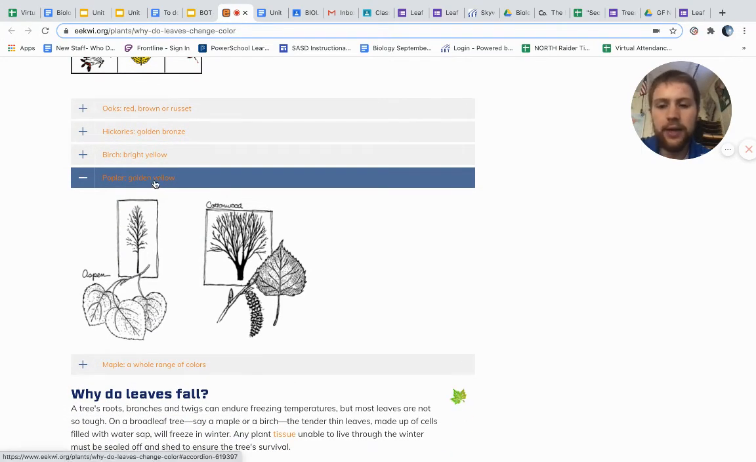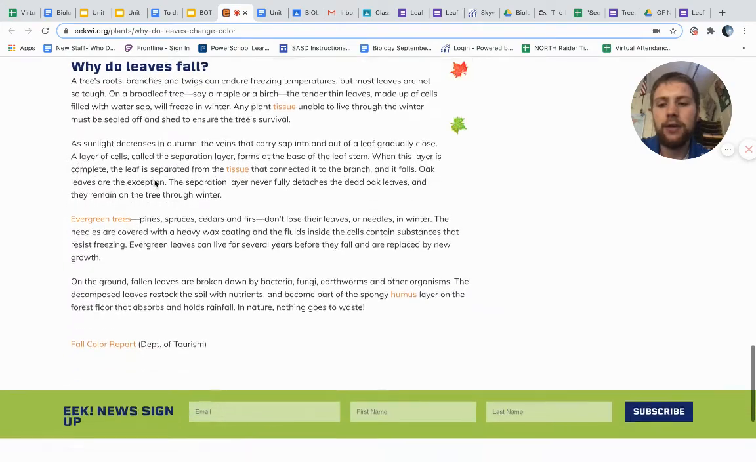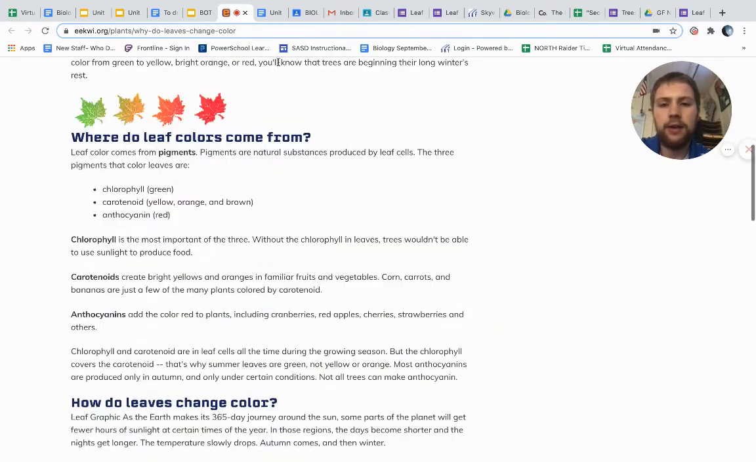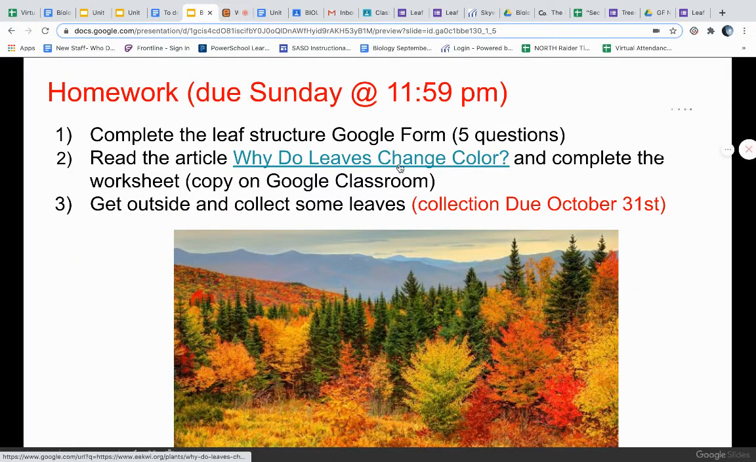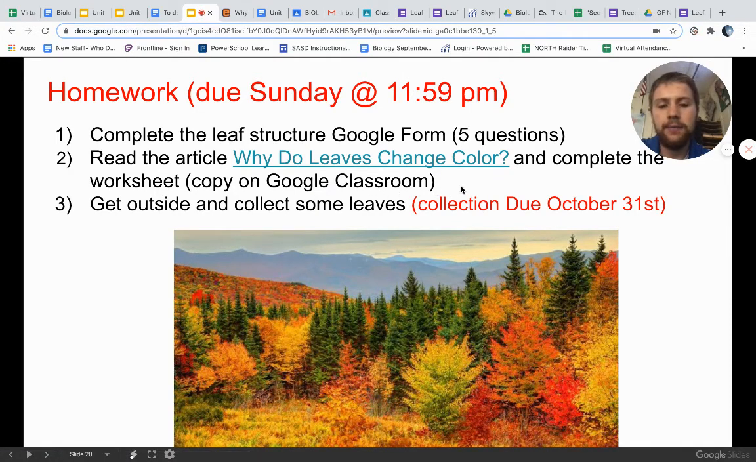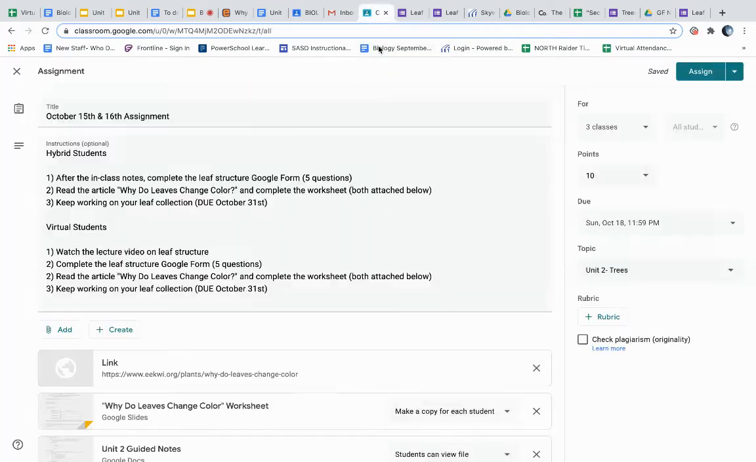Absolutely. So we could look at cottonwood or aspen. We can learn about why leaves fall. And then what I want you to do with that article is complete the worksheet. There's a copy on Google Classroom. I'll show you that in a minute. And the only other thing is to start collecting leaves for your collection. So one short thing, one thing that'll be a little bit longer, and let me show you.